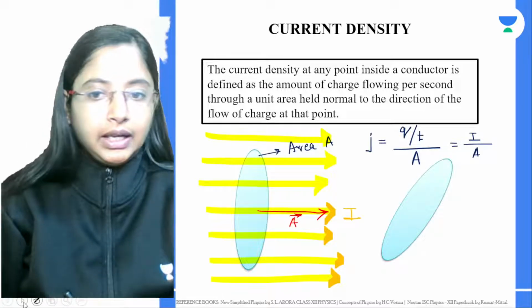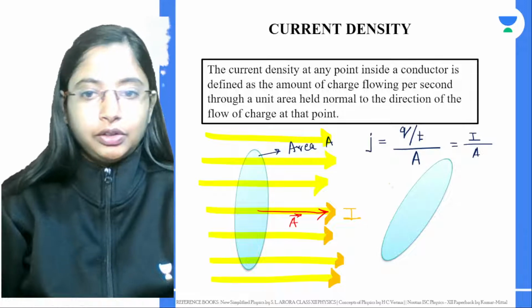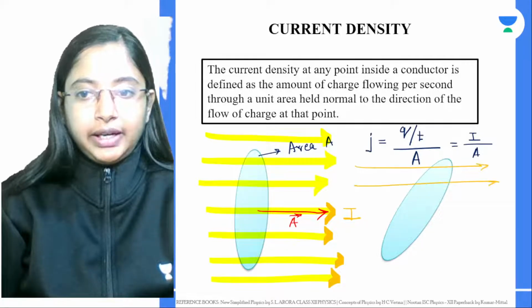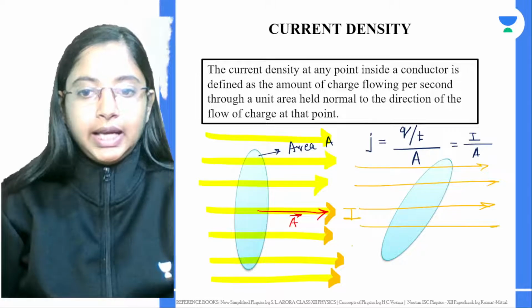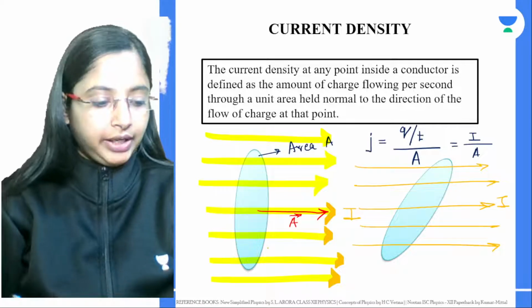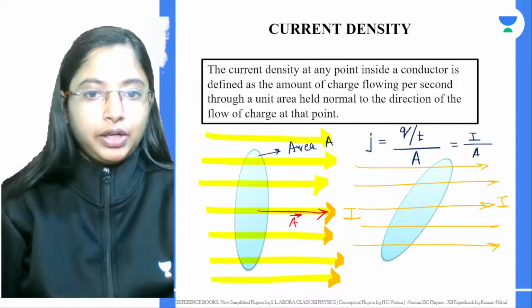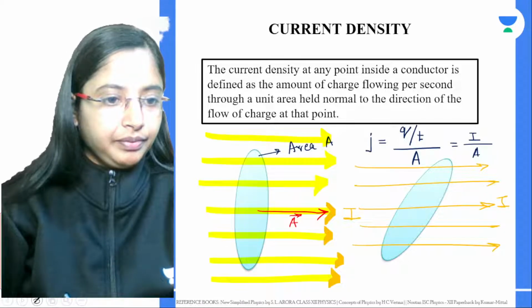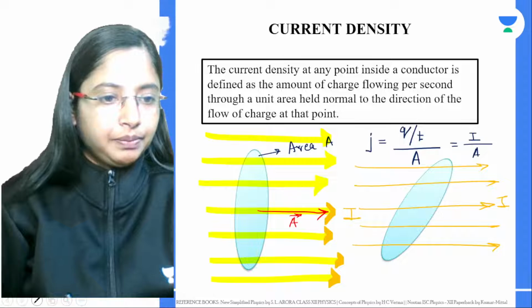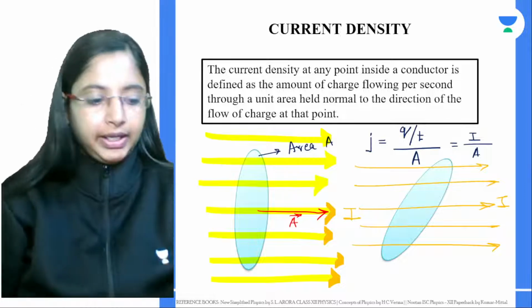But not always. In some cases, this might be the direction of the current, and your area vector might form an angle with it. It may not be perpendicular to the current flow. Now if you draw an area this way, with these electric field lines passing through, earlier this was your area, but now the area has gone this way, so there is an angle.